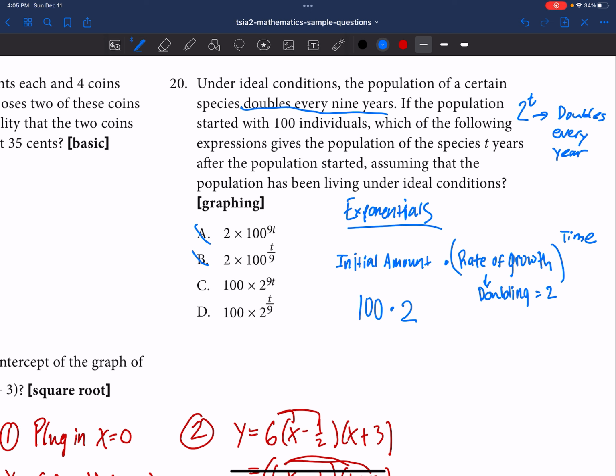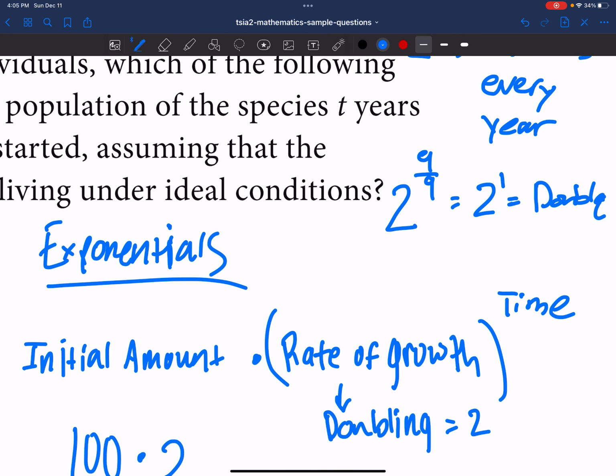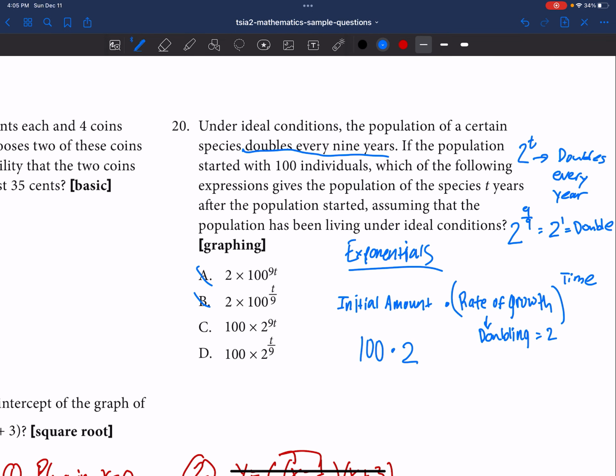So I will get to that 2 if I do t to the power of 9 over 9, which would equal 2 to the power of 1, that's your double. So essentially you're going to take your number of years and divide it by 9, because that's how long it takes to double. I don't know if I'm doing the best job of explaining that.